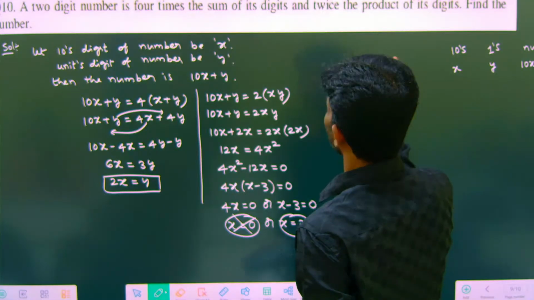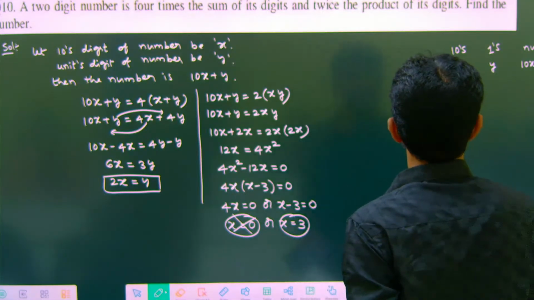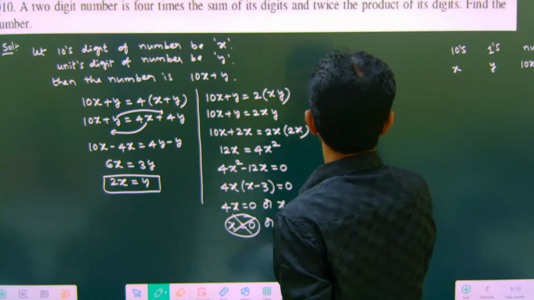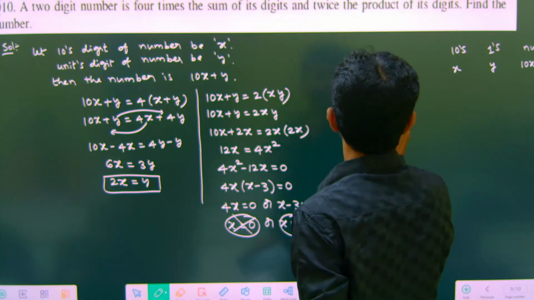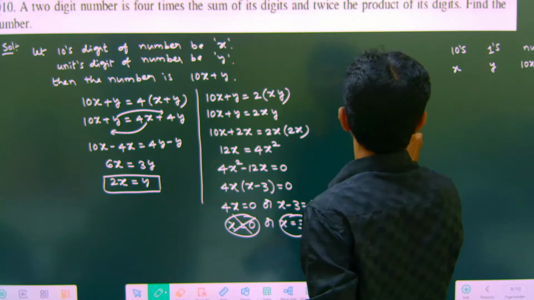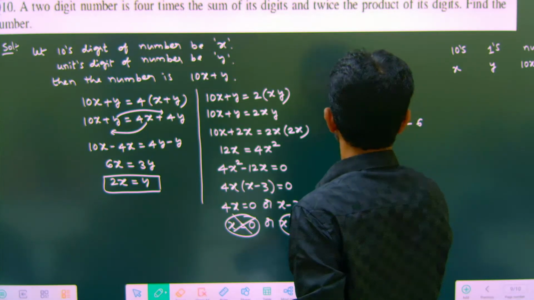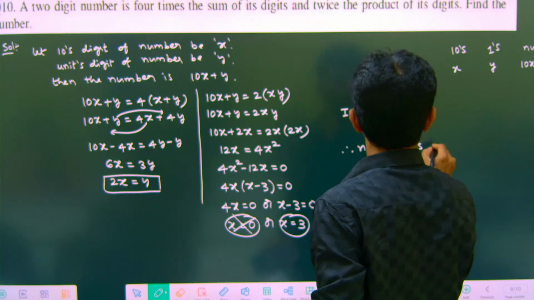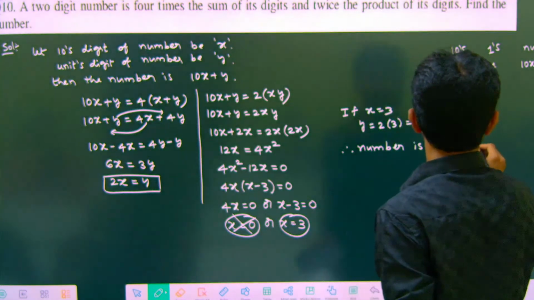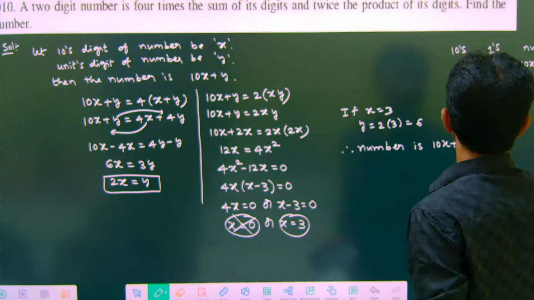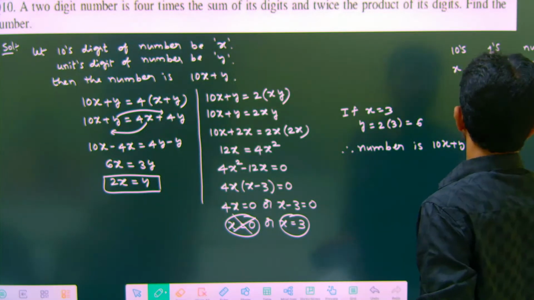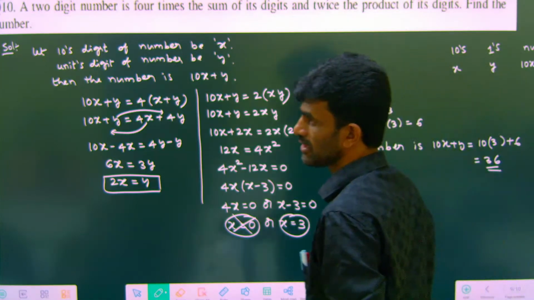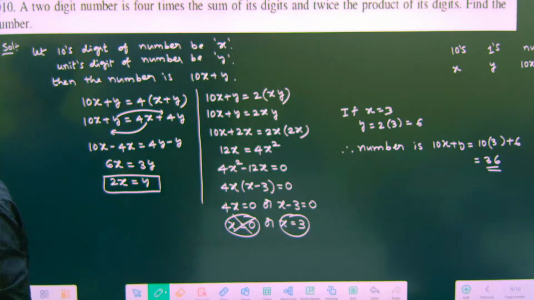If x is equal to 3, we are asked to find the number. If x is equal to 3, what is y? Then y is equal to 2x, 2 times 3 is 6. Therefore, the number, what is the number? 10x plus y, which is 10 into 3 plus 6, which is 36. The number is 36. So that problem is also done.